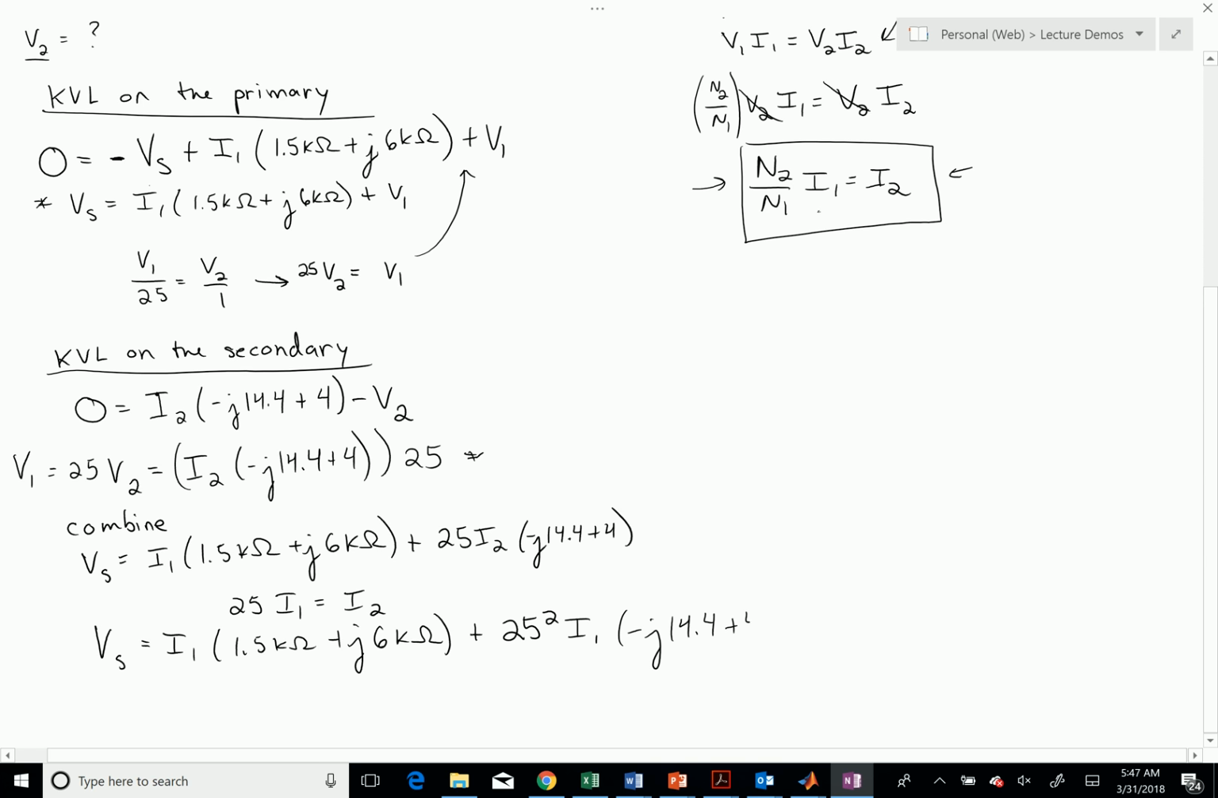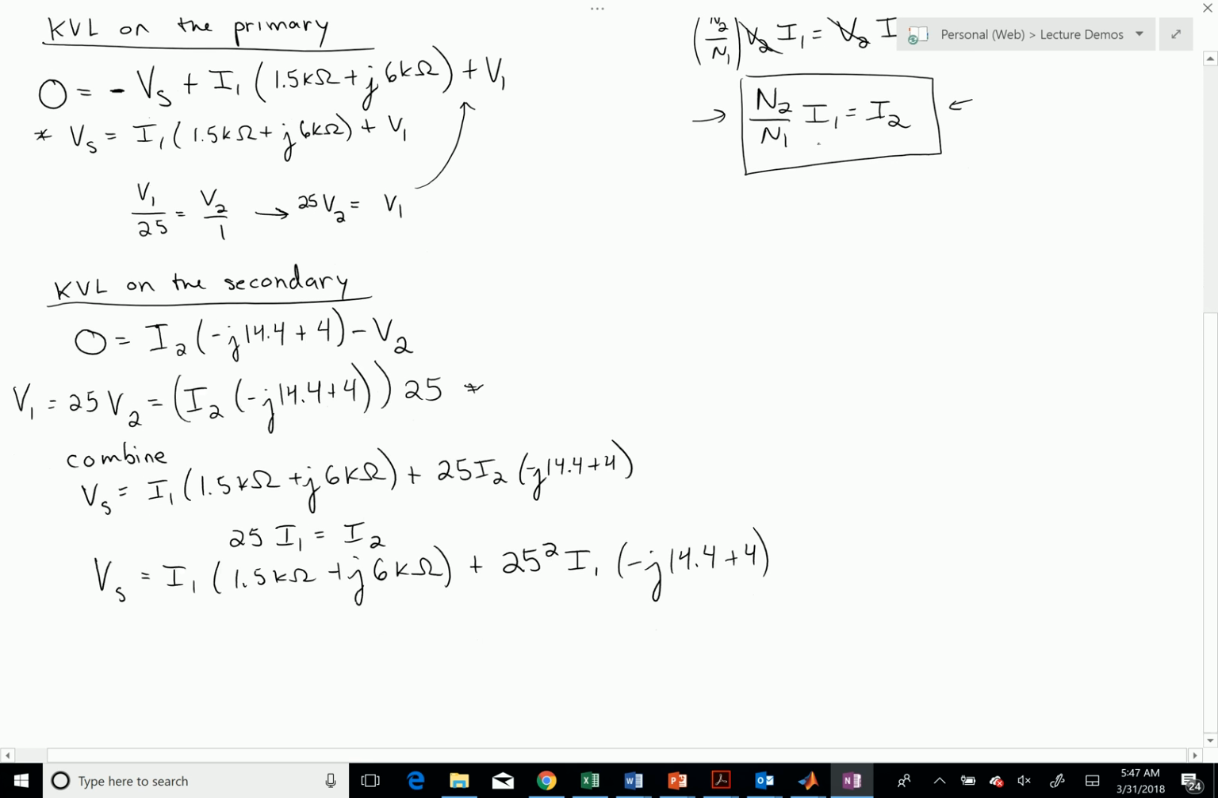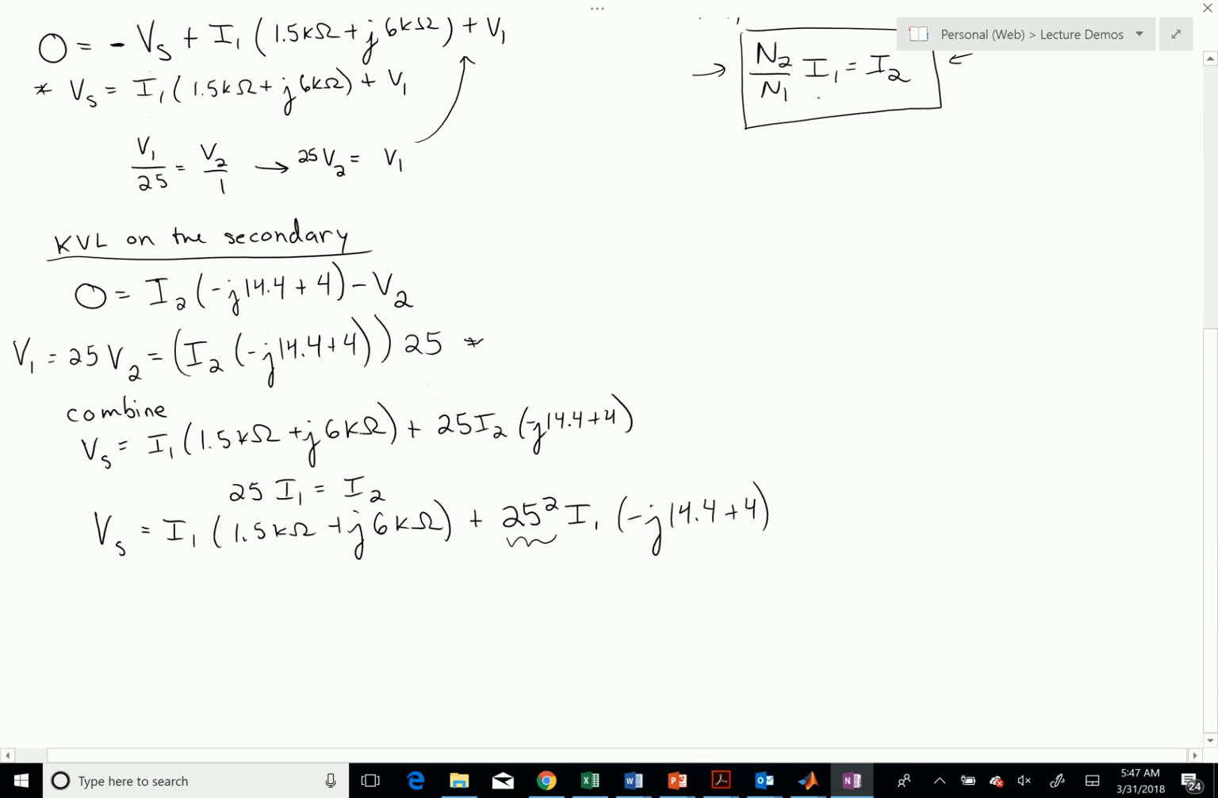j14.4 plus 4. Now this 25 squared, the fact that I just had the turns ratio squared appear in here is important. We're going to come back to this term for a second, but something just happened there that we're going to make use of later on to sort of simplify this stuff. Okay. All right, now looking at this though, clearly what I have is one unknown, I1, and I can solve.